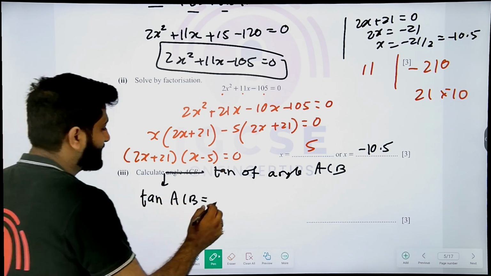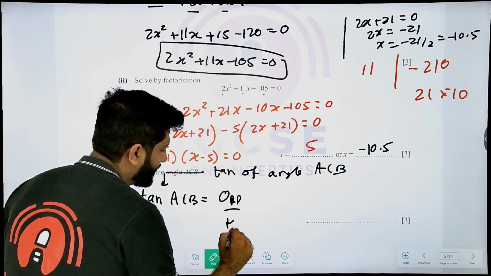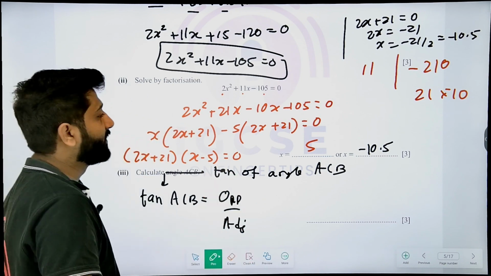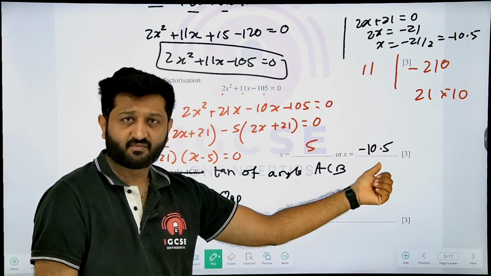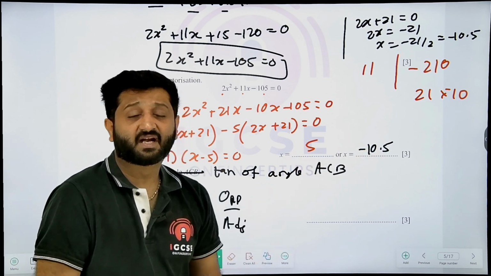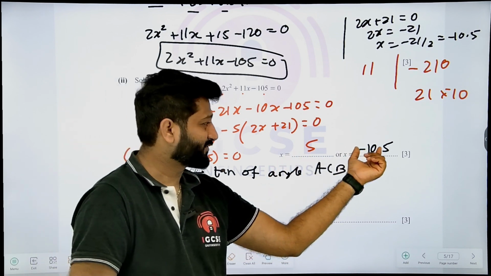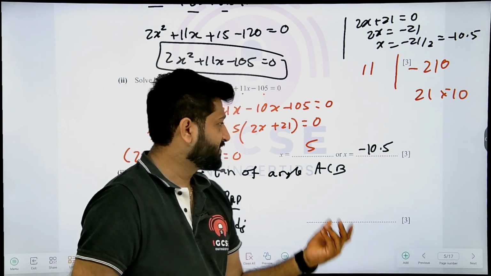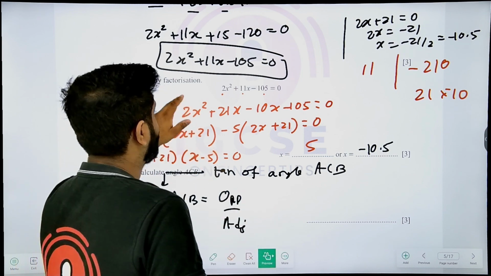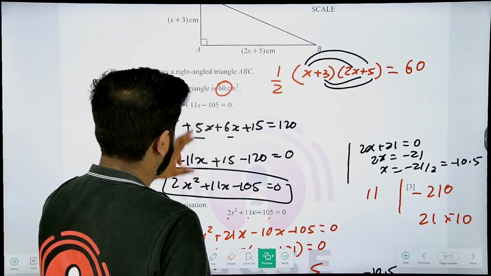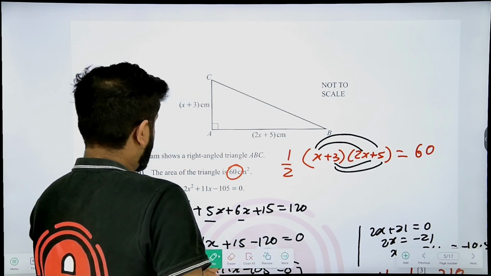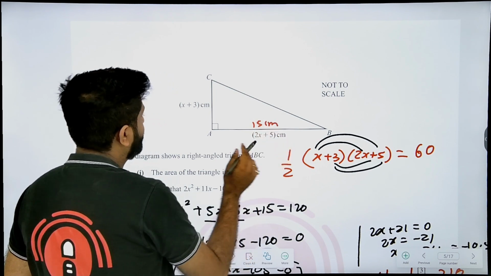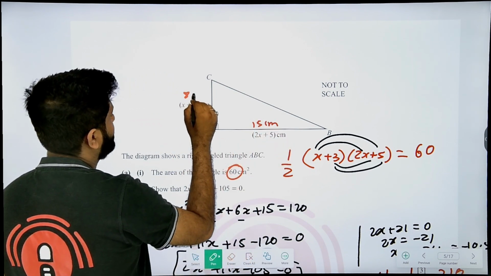the formula of tan is opposite over adjacent, right? Now I have two values of x, guys, one is 5 and the other is negative 10.5. Now guys, I know that this is not possible as this is a side. A triangle cannot have its side negative. So I will take the value of x as 5 and let me substitute over here. So we have 5 into 2, 10, 10 plus 5, 15. So this is 15 centimeter, and 5 plus 3, this is 8 centimeter, guys.